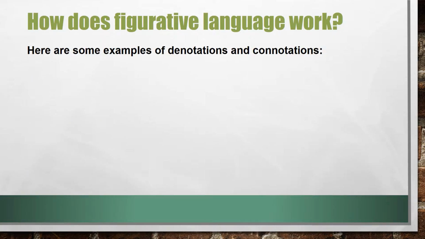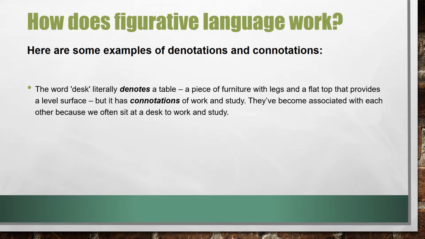Here are some examples of denotations and connotations in action. The word desk literally denotes a table, a piece of furniture with legs and a flat top that provides a level surface, but it has connotations of work and study. They've become associated with each other because we often sit at a desk to work and study.